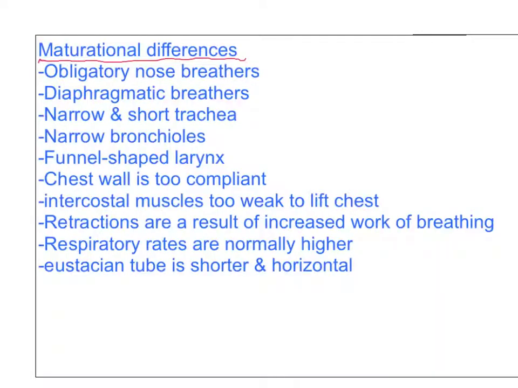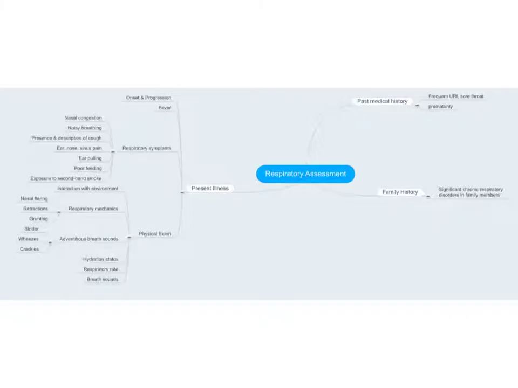a PDF. So this is a review of the maturational differences between infants and small children and adults. They are obligatory nose breathers and diaphragmatic breathers. Their trachea and bronchioles are narrower and shorter. Their larynx is funnel-shaped. Their chest wall and intercostal muscles are too weak to actually lift the chest if their diaphragmatic breathing fails. Retractions are a result of increased work of breathing. Respiratory rates are normally higher, and the eustachian tube is shorter and more horizontal.